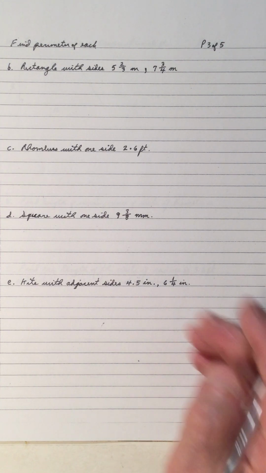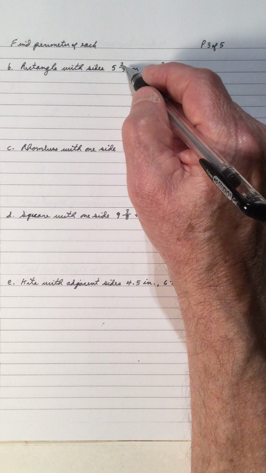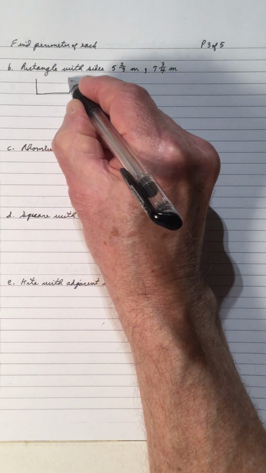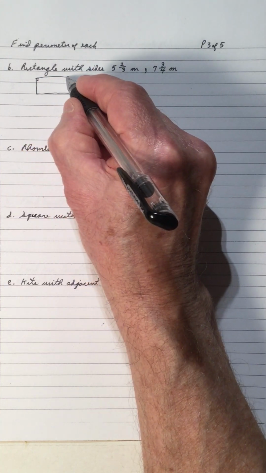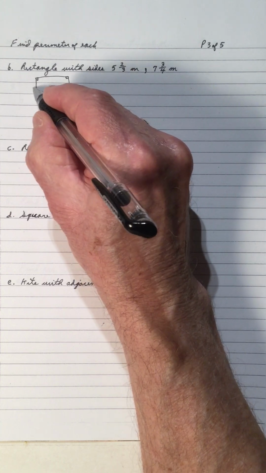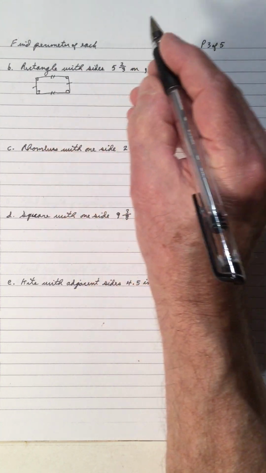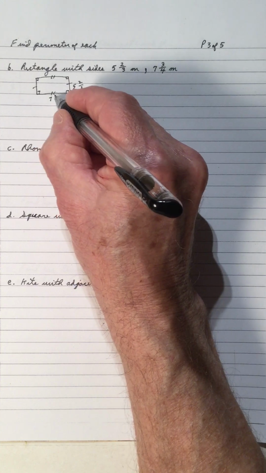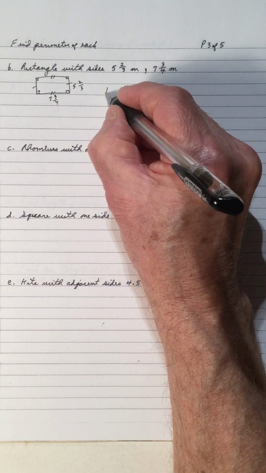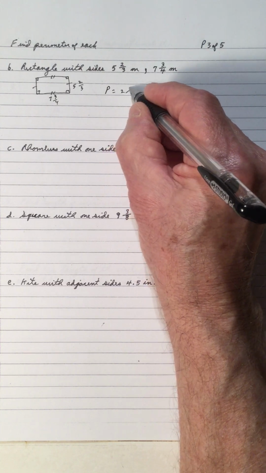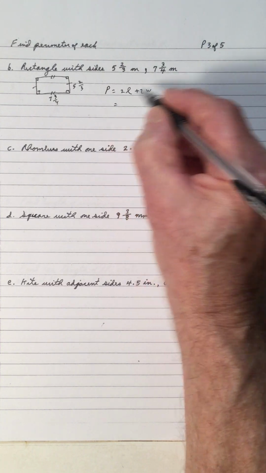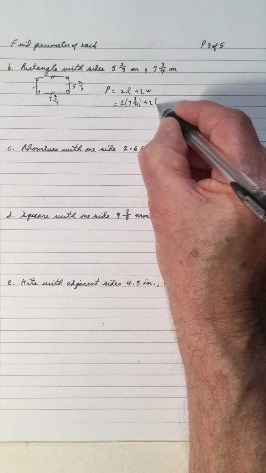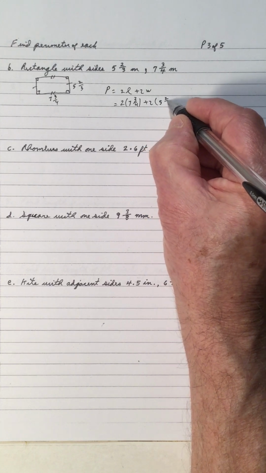Find the perimeter of each again. B, a rectangle with sides of 5 2/3 meters and 7 3/4. So a rectangle has right angles, all right angles in a rectangle like this, and the opposite sides of a rectangle are equal. So if this one is 5 2/3 and this one is 7 3/4, again the perimeter is twice the length plus twice the width. We have the length as twice 7 3/4 and twice the width, which is 5 2/3.